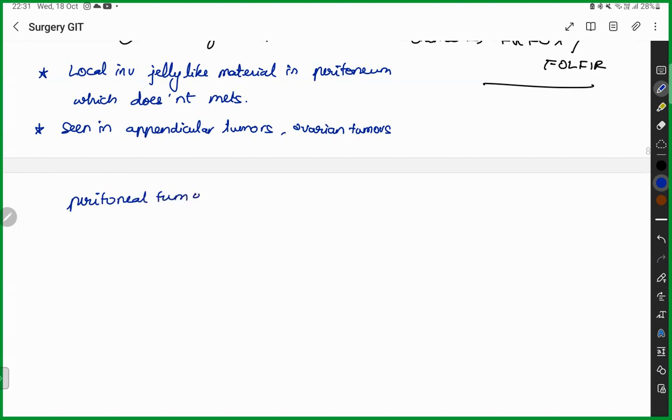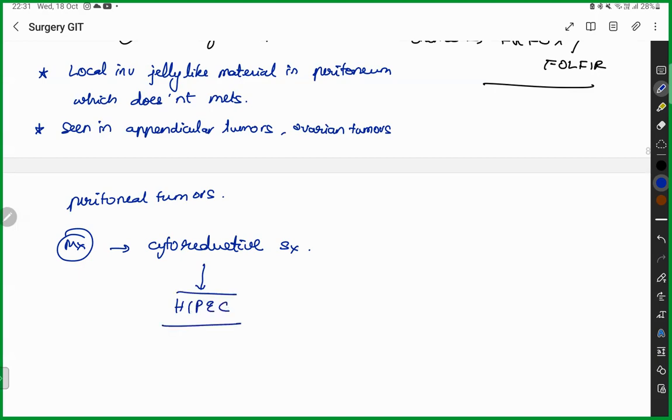And what is going to be your management? You're going to do it by cytoreductive surgery. You're going to perform cytoreductive surgery, and this is going to be followed by HIPEC. What is HIPEC, guys? Hyperthermic intraperitoneal chemotherapy. So what is going to be the temperature at which hyperthermic intraperitoneal chemotherapy is performed? It is performed at 41 to 44 degrees Celsius.